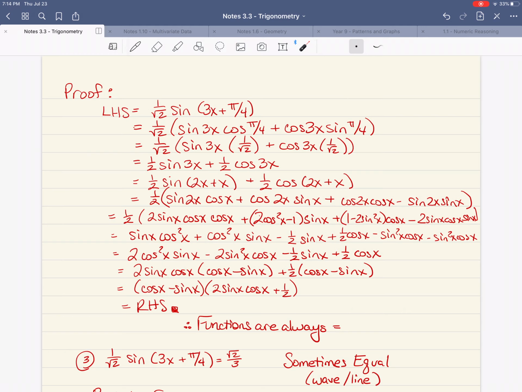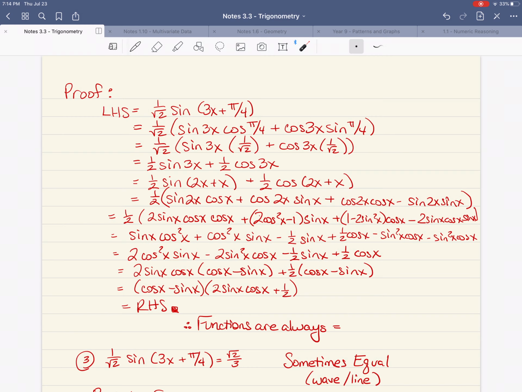Then the ones that are pi over something values, go to your single page formula chart, find out what those are, plug them in. I have a 1 over root 2 out front. If I distribute that, it makes a 1 half sine of 3x, 1 half cosine of 3x. Now, I do have a leading coefficient that's the same. I did this with some of you where I factored out the 1 half right then. This time I just wrote it out this way because I did this one earlier.